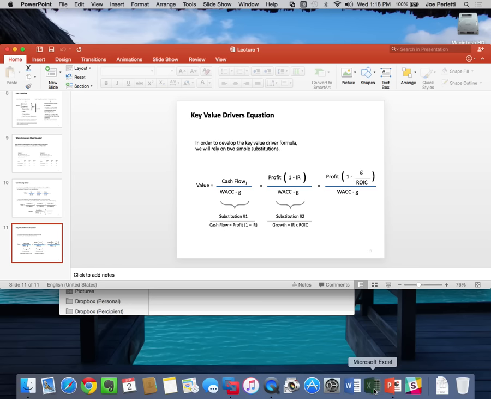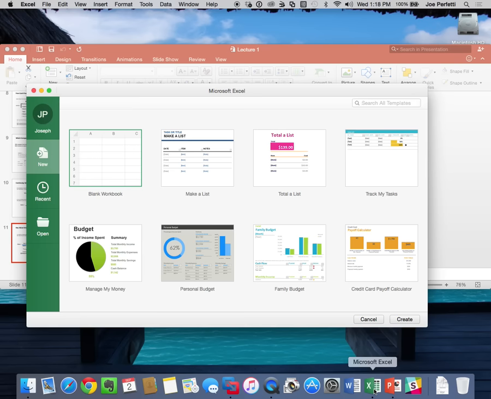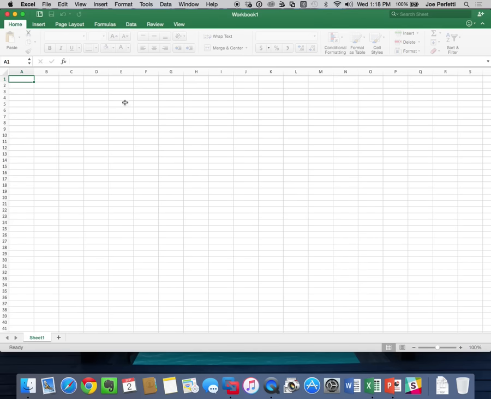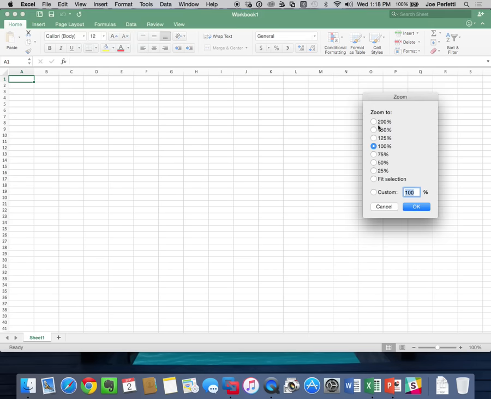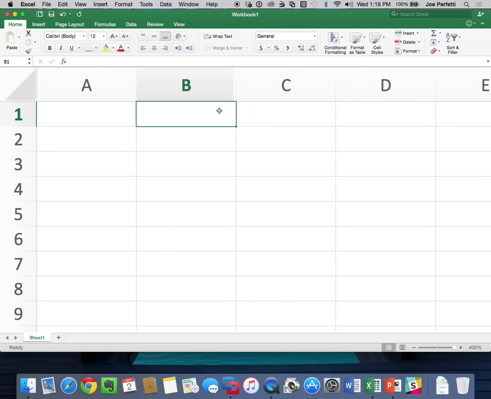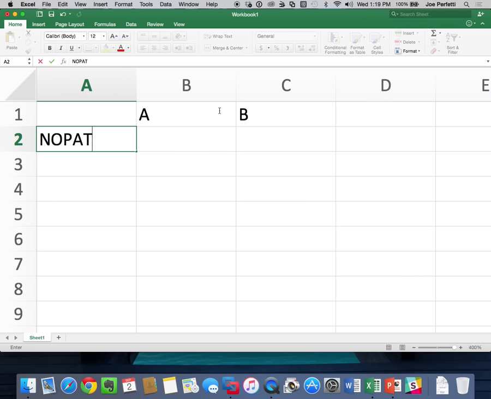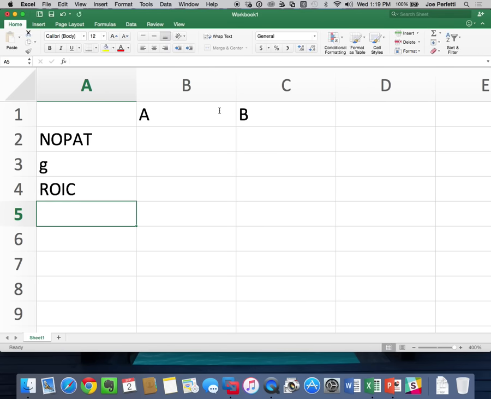So I'm going to open up Excel and I'm going to create a worksheet. You zoom, I'll do 400%. Okay, so we have company A, we have company B. And there's 4 parts to that equation. Part 1 is my profit, also known as my NOPAT. 2 is my G. 3 is my ROIC. 4 is my WACC, also known as my cost of capital. Okay? That is going to give me my value.